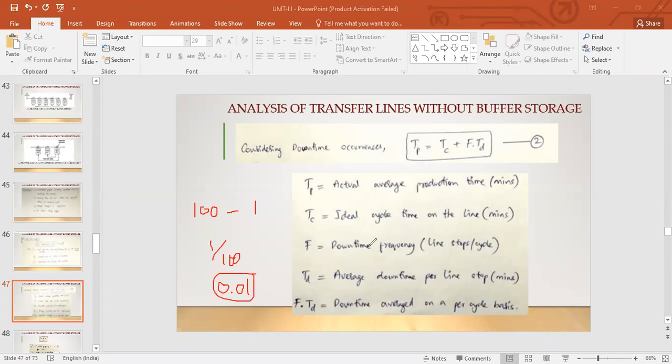That's your F. So this frequency, when multiplied with average downtime TD, and that when added with your ideal cycle time, will give you the actual average production time. Considering downtime also, we had considered TC ideally earlier. So if you consider this time also, because of downtimes, this added term is your extra term. This extra term will account for the downtimes, so that you can have this actual average production time. Okay, clear?